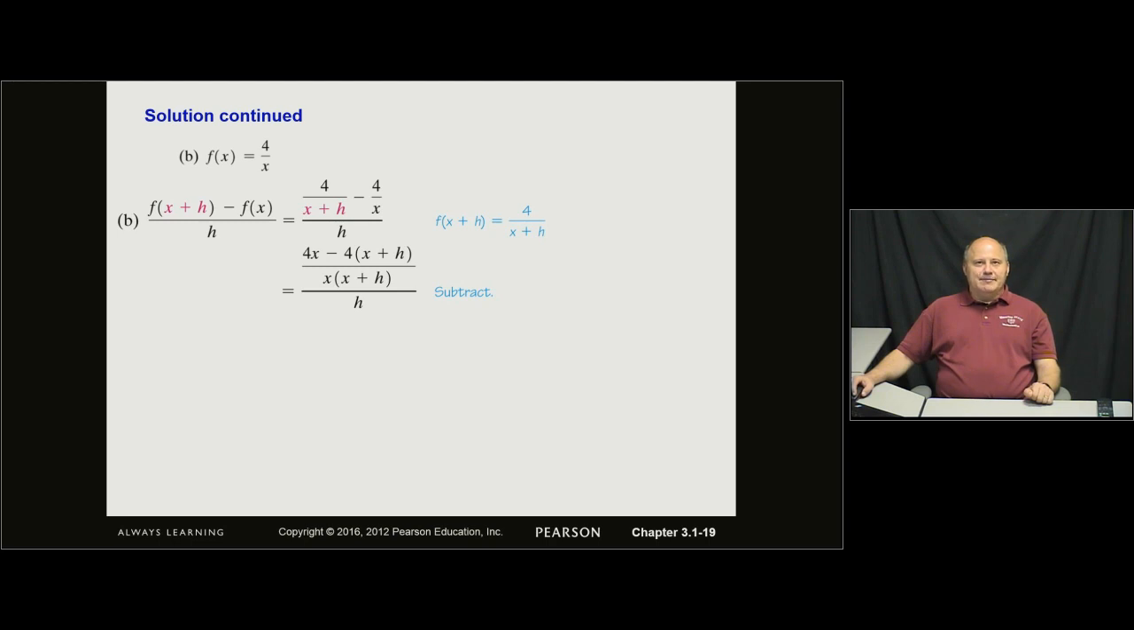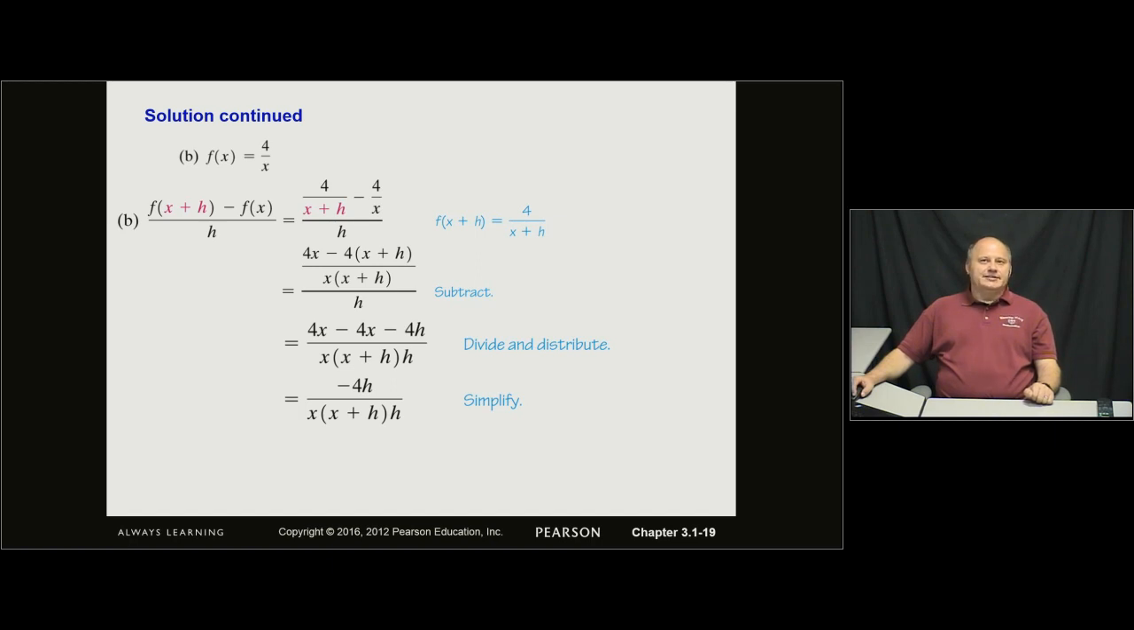So that next step down, putting those two fractions together, it's all about finding least common denominators and combining the fractions together. But at the end of the day, look what's on the bottom, over the h. So it's all over the h. And then we've got to subtract those. So we get 4x minus 4h minus 4x, and then x times x plus h times h on the bottom.